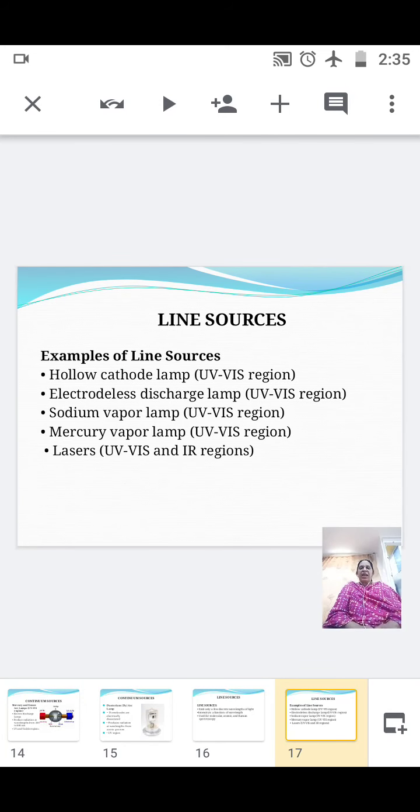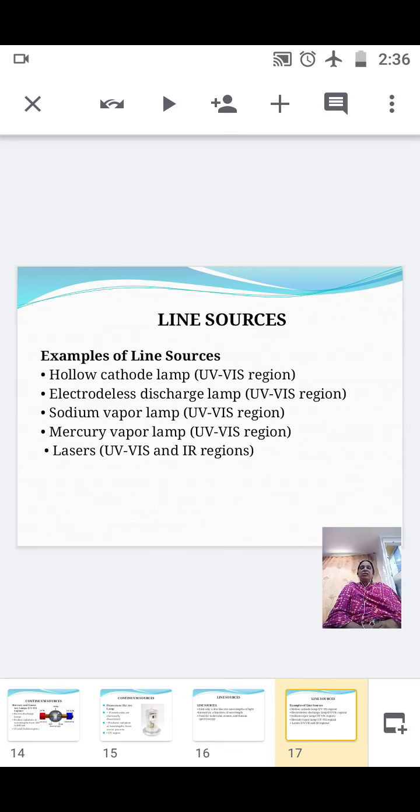The examples of line sources are the hollow cathode lamp, used in UV and visible regions. The second is the electrodeless discharge lamp. The third is the sodium vapor lamp, which is used in the UV and visible region. Then the mercury vapor lamp, UV and visible region. The last are the lasers.